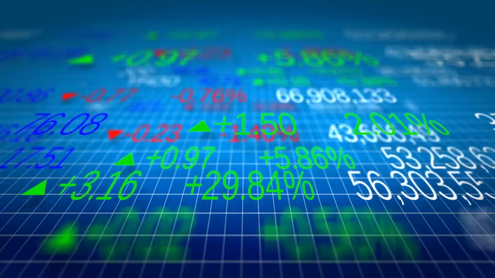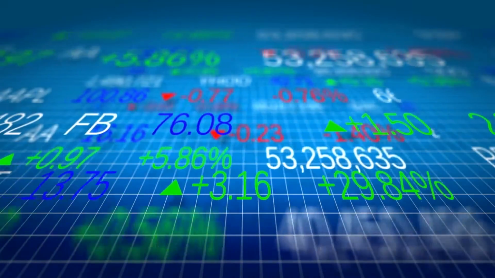I'll try to make it as practical as possible, and my goal here is just to give you a framework for getting started in understanding how to invest in the stock market. I promise you it is not as complicated or as daunting as it's often made out to be. You don't have to be a genius to get started.